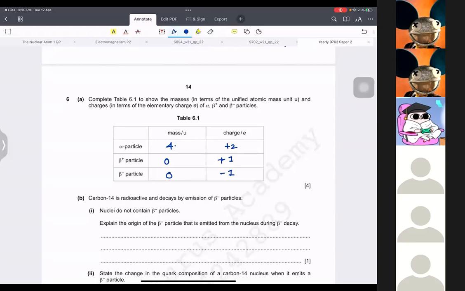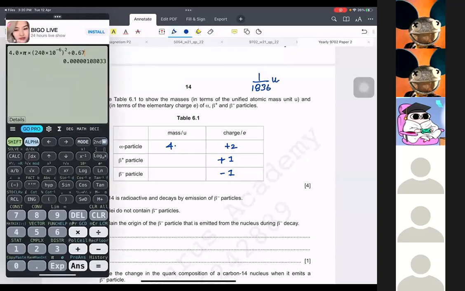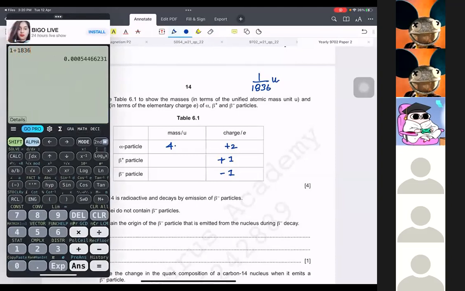Sir, in the mark scheme, they've given the mass. It is approximately 0.0005. Do you have to know that? No, you don't have to know that, but I think they're asking about exact mass, and for exact mass, I think we can find it. It is 1/1840, or 1/1836 U. That is the real mass. So you could write it like this as well. Let me see what it converts to. Yeah, 1836, that's the same.